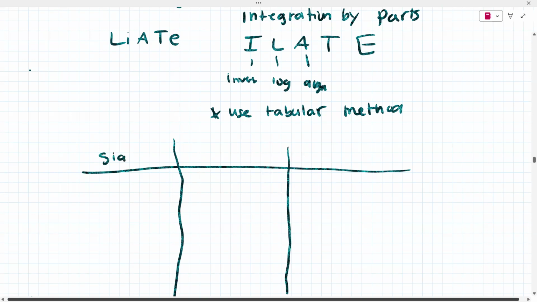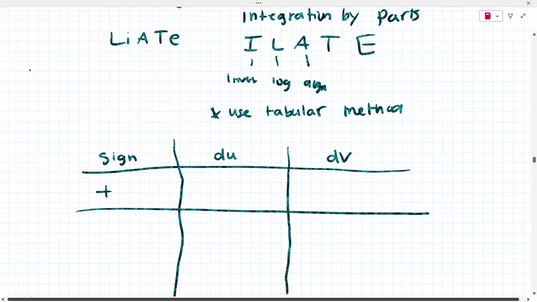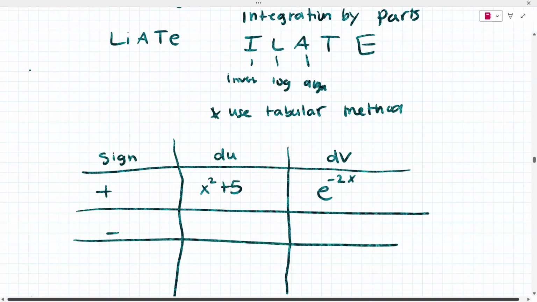It's going to be sign, u, dv. That's going to be plus, and then this is going to be x squared plus 5. And then my dv is e to the negative 2x. And then the sign is going to be negative. The derivative of x squared plus 5 is 2x. Then the integral of e to the negative 2x is negative 1/2 e to the negative 2x.